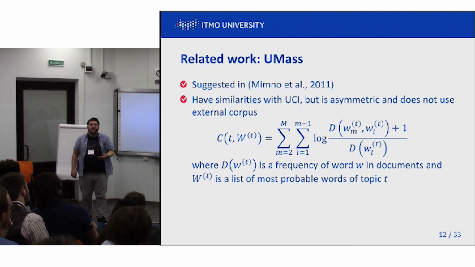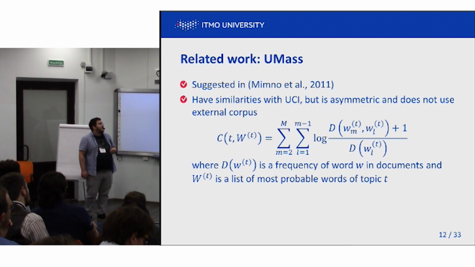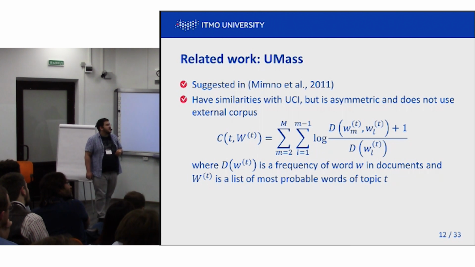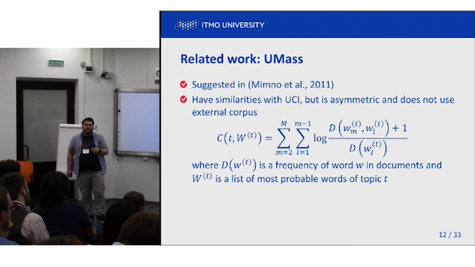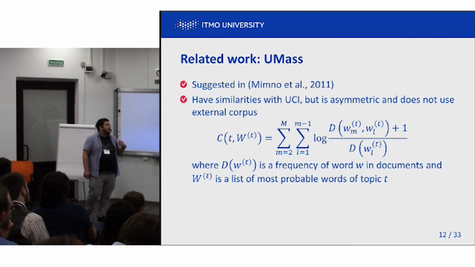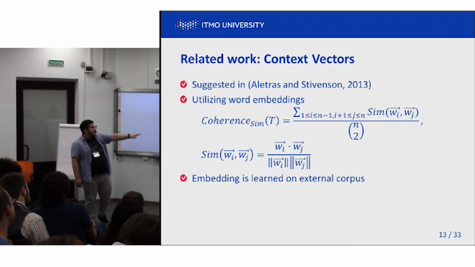Another approach is UMass, which was suggested in 2011. The idea is quite similar to the previous one. However, we build an asymmetric measure, and we also do not use an external corpus to estimate probabilities. Instead, we use frequencies of words in documents.